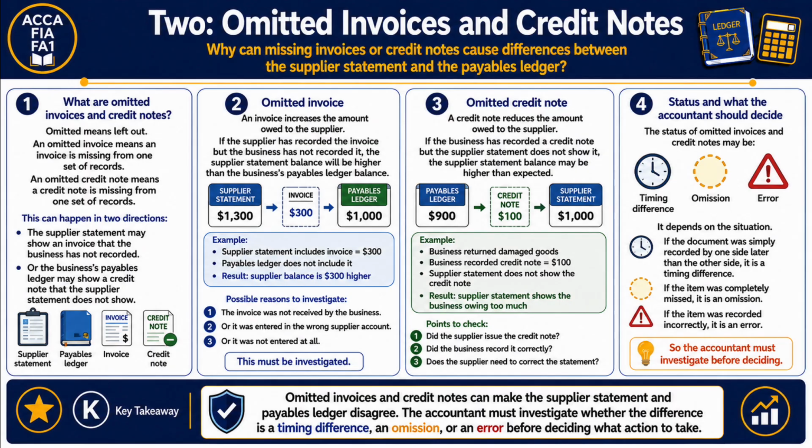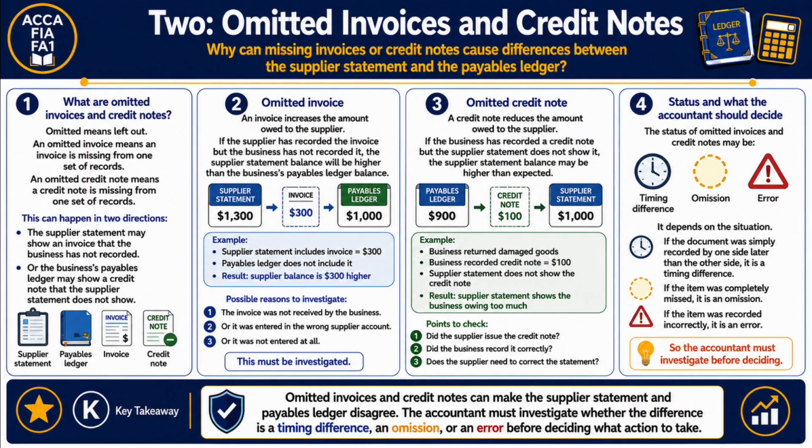2. Omitted invoices and credit notes. The second reason for a reconciling item is omitted invoices and credit notes. The word omitted means left out. So, an omitted invoice means an invoice is missing from one set of records. An omitted credit note means a credit note is missing from one set of records. This can happen in two directions. The supplier statement may show an invoice that the business has not recorded, or the business's payables ledger may show a credit note that the supplier statement does not show.